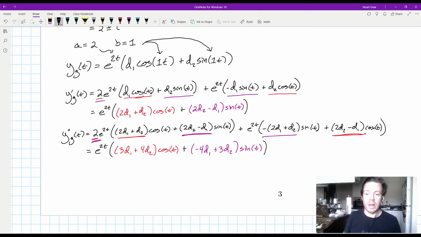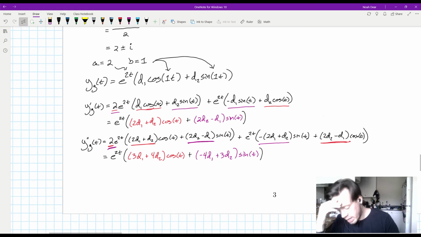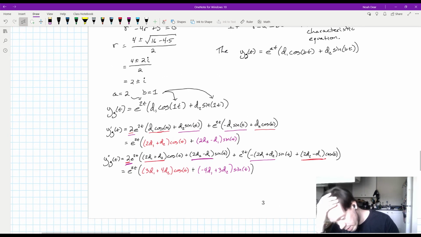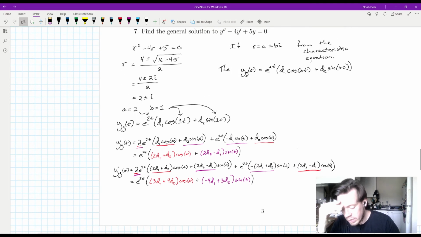I hope that was okay to follow along with there. All right, we now want to check. We now want to plug these into the original differential equation. So I'm going to show a nice little way of organizing our work here.